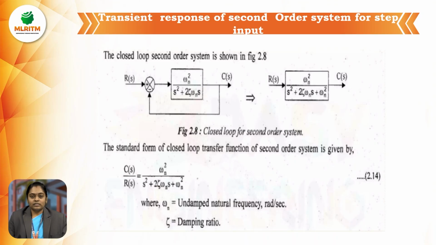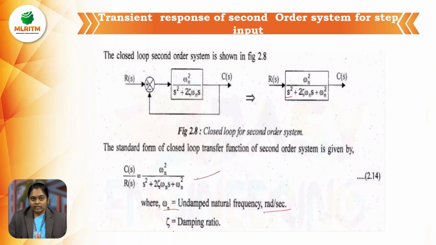Coming to that, the transient response of a second order system. In a second order system, the power of s should be square. The standard transfer function for a second order system can be represented as omega n square by s square plus 2 zeta omega n s plus omega n square. This is the standard notation, where omega n is the undamped natural frequency, and its unit is radians per second.